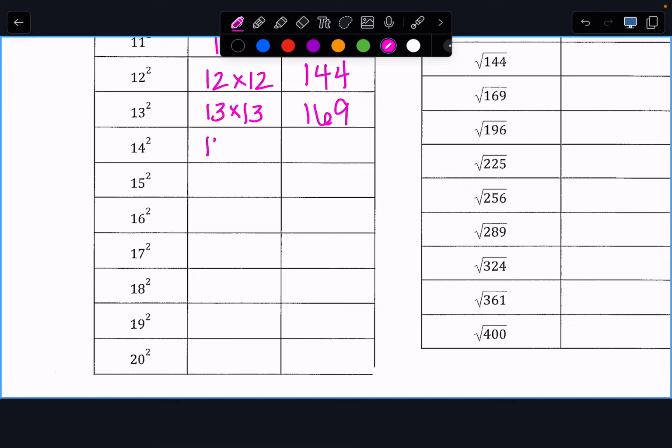14 squared is nice because when we take 14 times 14, we get 196. So notice how the 6 and the 9 trade places from 13 to 14. I find that helps me remember those. 15 squared means 15 times 15, which is 225. 16 squared means 16 times 16, which is 256.